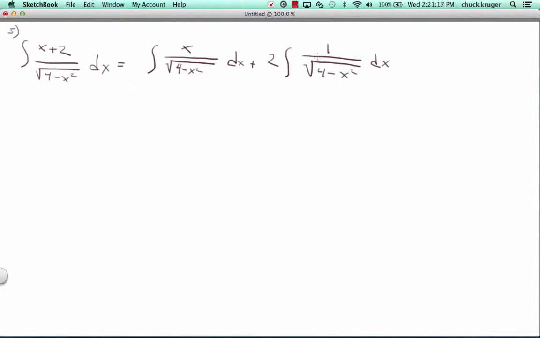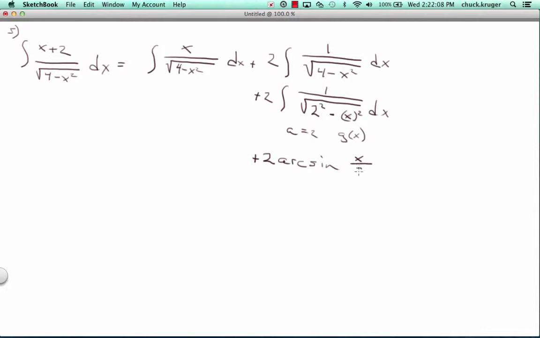Now this one kind of looks like the previous ones I've done before, so this kind of looks like the inverse trig function, and let me just break it down a little bit more. I'll do this one first. Here I have the square root, and I have 2 squared minus x squared dx, and the derivative of x is 1. And so here's my a, so a is equal to 2, and my g of x is equal to x. So what I have here is the arcsine, and so this is going to be, plus, I'm going to do this integral first, 2 times the arcsine of g of x, which is x, over a, which is 2. Now I got my plus c.